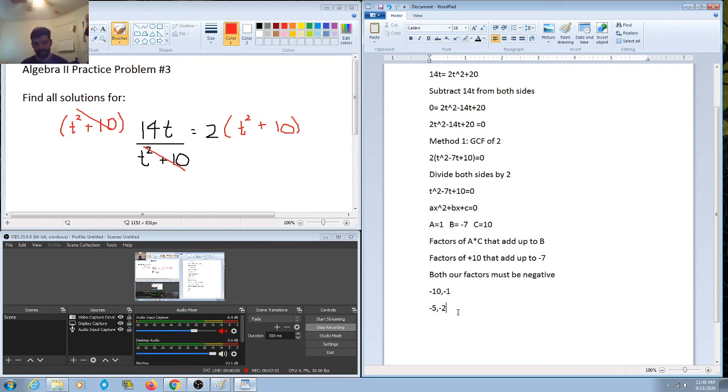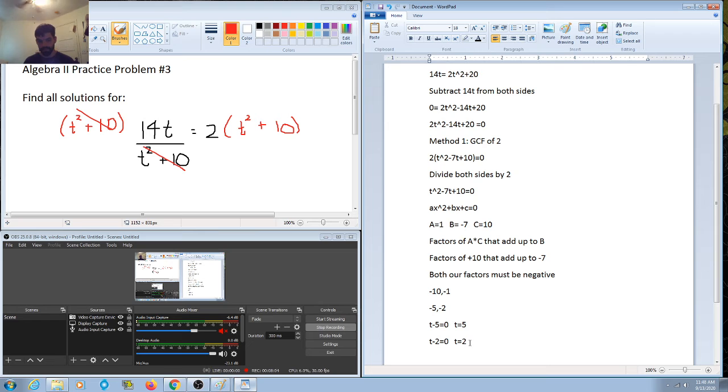So now we're left with negative 10 and negative 1, and negative 5 and negative 2, and we would see that negative 5 plus negative 2 is negative 7. So we have that t minus 5 is equal to 0, and t minus 2 is equal to 0, and then we solve these for t. We add 5 to both sides for the first equation, so t is equal to 5. We add 2 to the second equation, and t equals 2. So our roots and solutions to this equation are t equals 5 and 2.